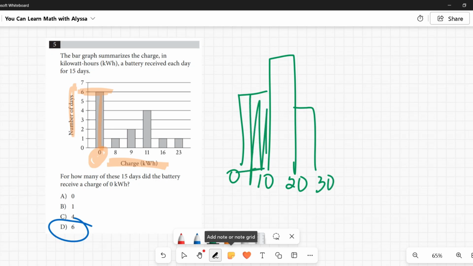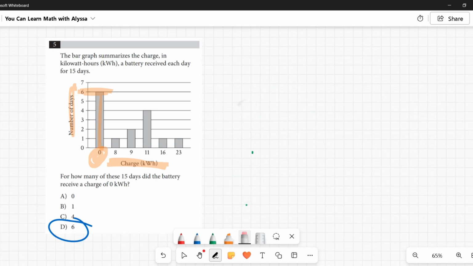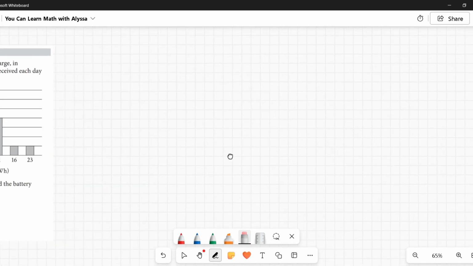And that bar is 0 to 10. That's the difference. So if you see something described as a histogram and you're like, oh, it looks like a bar graph to me, that may be why. But yeah, this is just a test to see if you can read a bar graph. And the answer is D, 6.